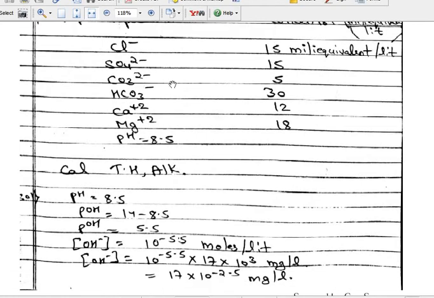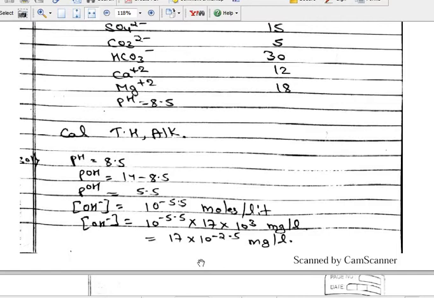So here the concentration is given in terms of milliequivalent per liter. Now come to the solution. pH is given as 8.5, so pOH is 14 minus 8.5, which is 5.5. So OH minus ion concentration is 10 to the power minus 5.5 moles per liter. So it is 10 to the power minus 5.5 into 17 into 10 to the power 3 mg per liter. So we have converted moles per liter to mg per liter.